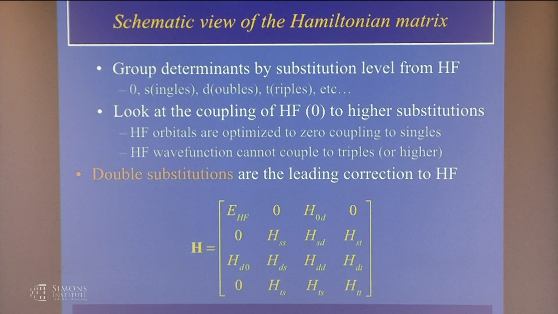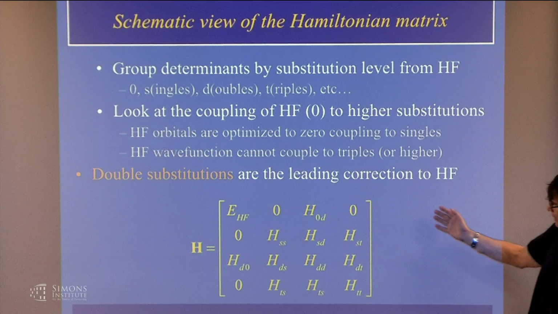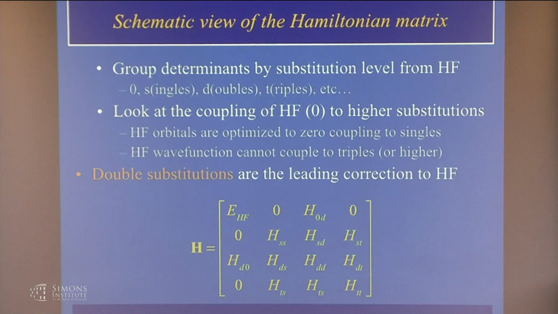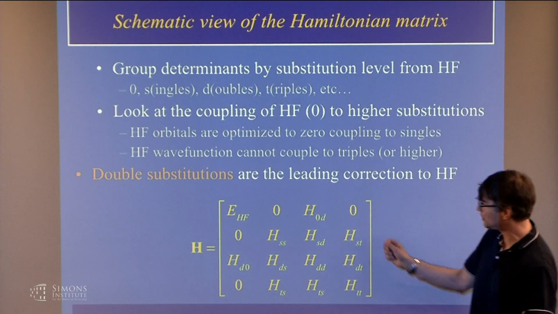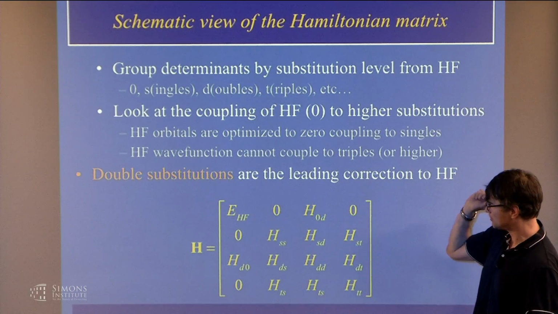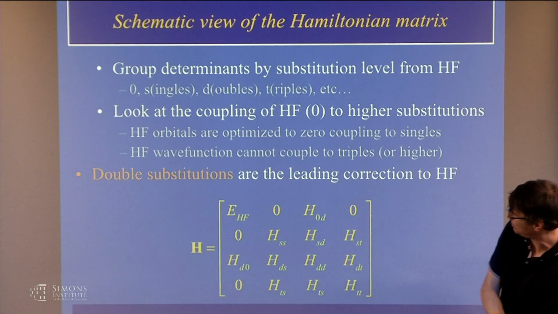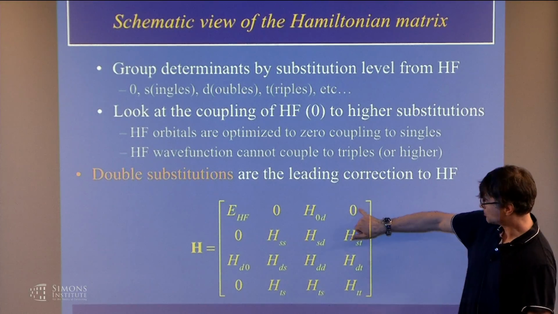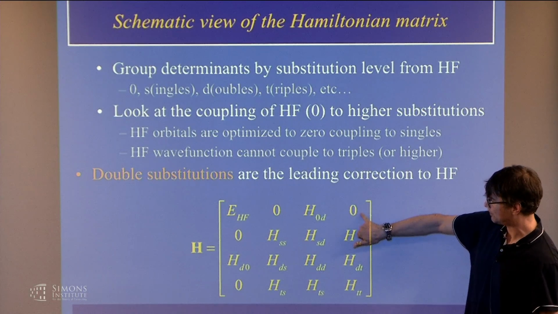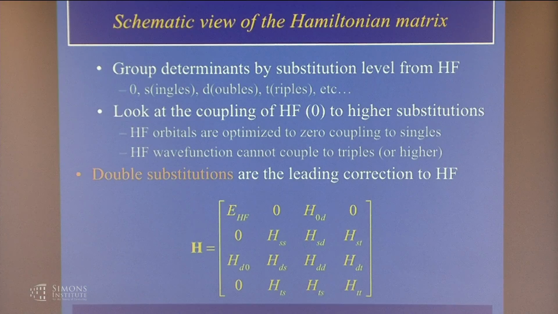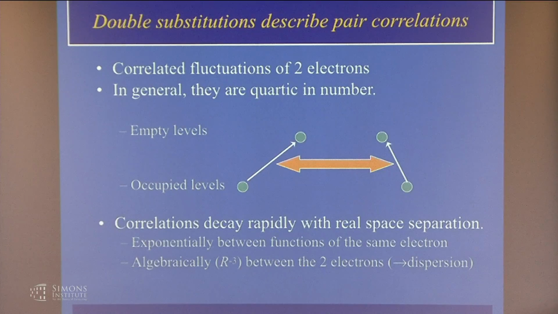All right, so to jump back and look at the Hamiltonian matrix in the basis of the mean field reference, Hartree-Fock, single, double, triple substitutions. The mean field is optimized to zero the off-diagonal coupling to singles. Because we have a 2-body Hamiltonian, there's zero coupling to triples, so the leading correlation contribution are double substitutions. And therefore, that's why there's an obsession in quantum chemistry with double substitutions.